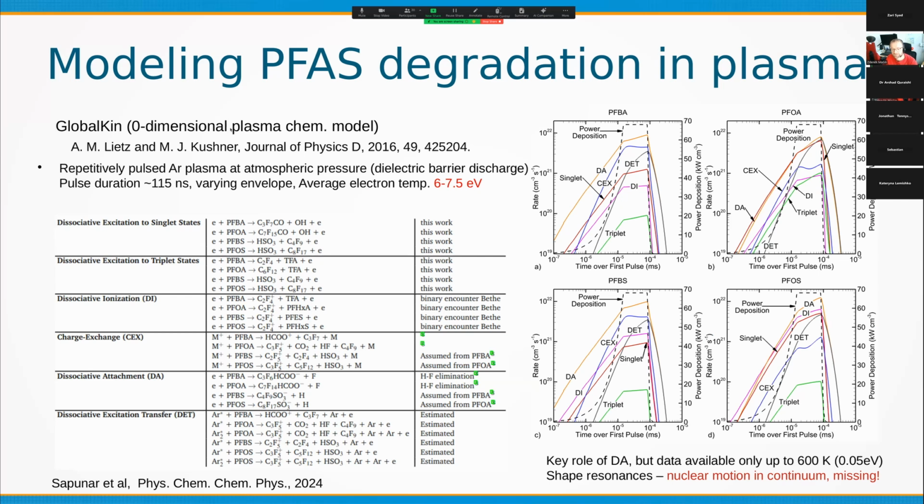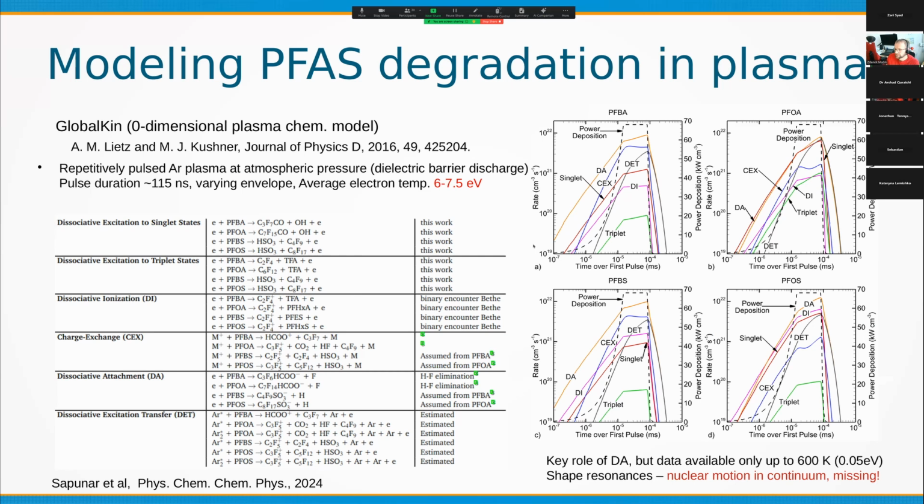So these data that we calculated for the impact excitation were then fed into a zero-dimensional plasma chemistry model. This modeling was done by Mark Kushner and Mackenzie Meyer at the University of Michigan. Simulations were done for a repetitively pulsed argon plasma at atmospheric pressure, which was done in the regime of the dielectric barrier discharge.